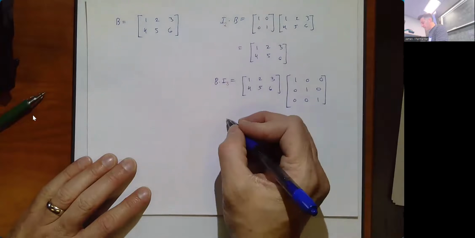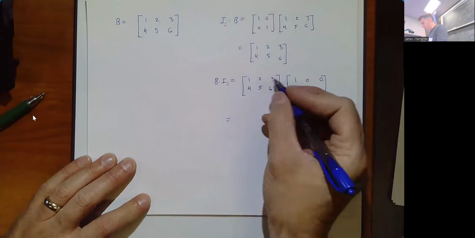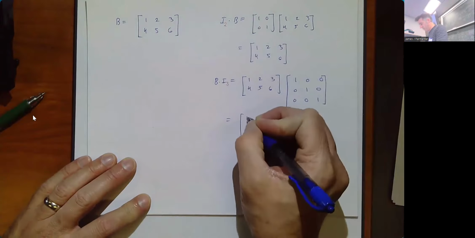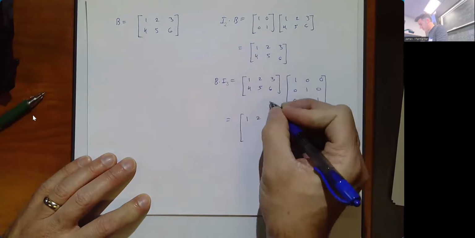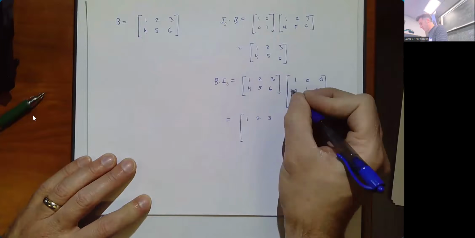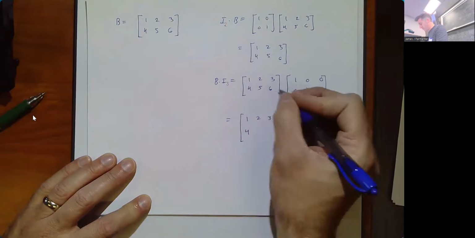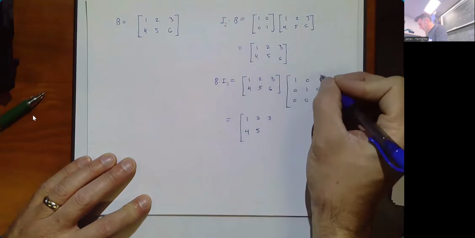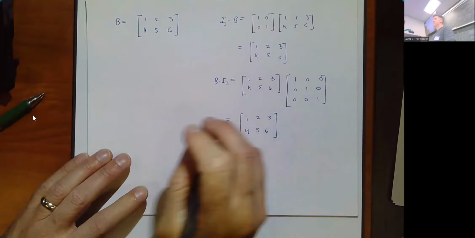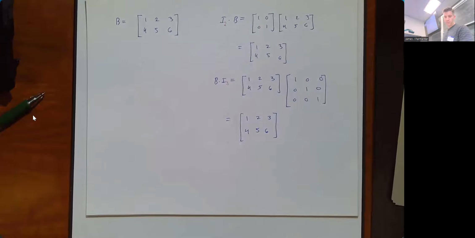And so here, if you multiply it out, you literally get the same thing, right? 1, 2, 3 dotted with that is going to be 1. 1, 2, 3 dotted with that is going to be 2. 1, 2, 3 dotted with that is going to be 3. And likewise for 4, 5, 6. So the identity matrix acts like the number 1 in that it has the same sort of multiplicative property.